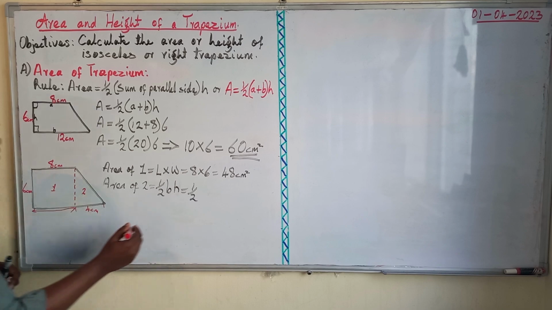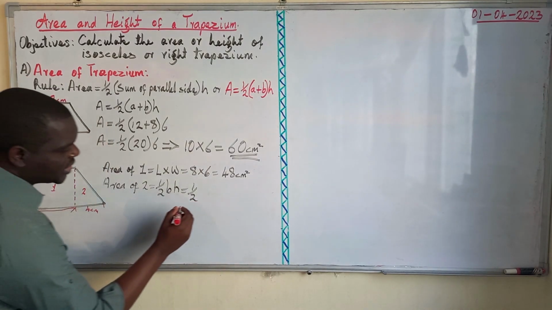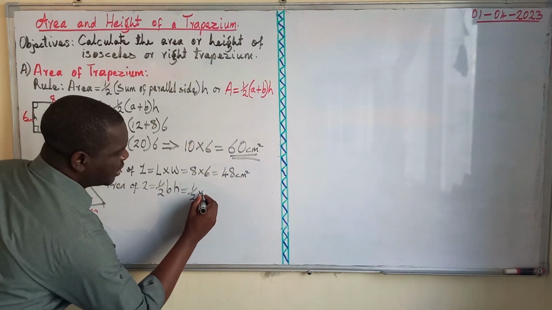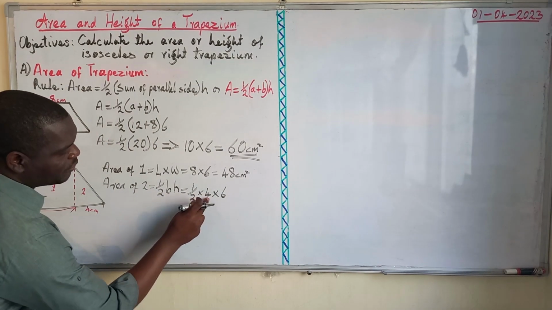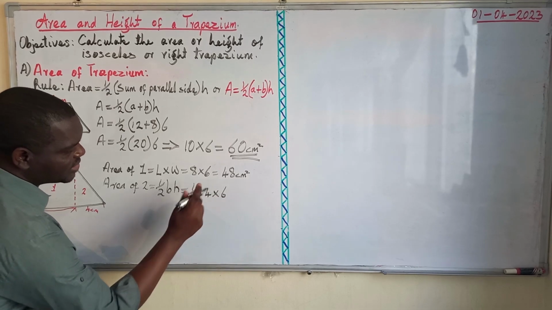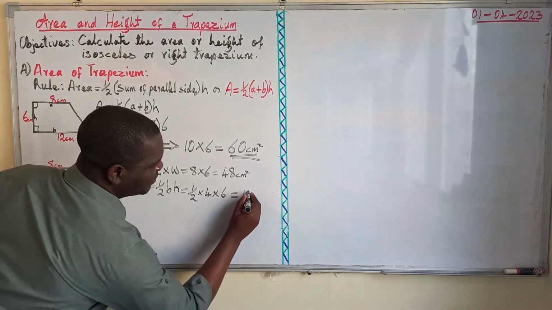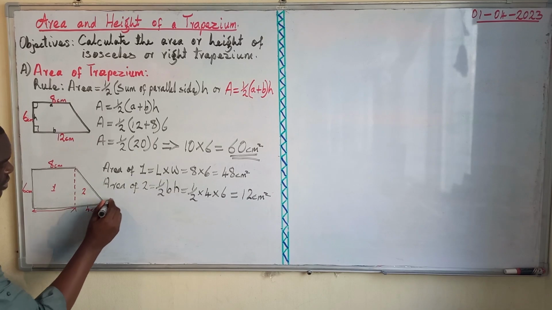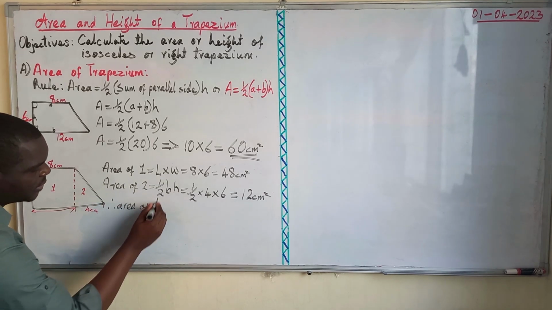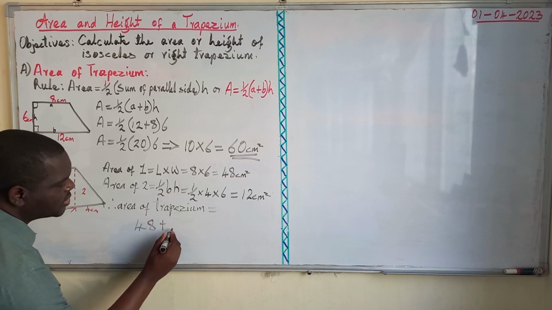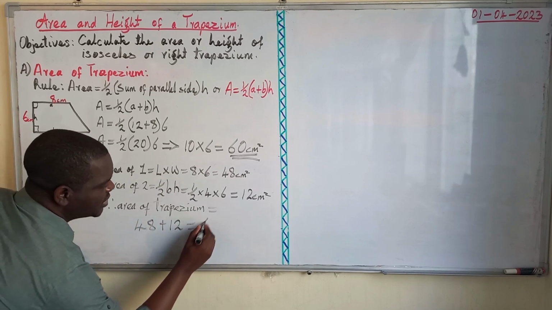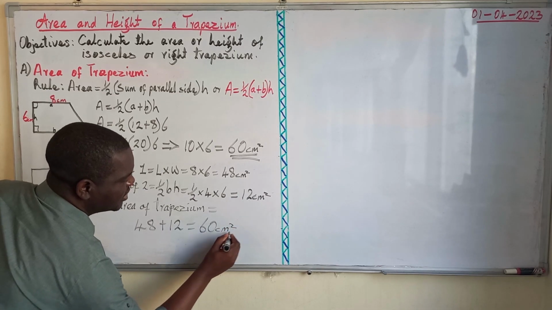So the base of the triangle is 4 centimeters. This will be half times 4 times 6 for the height. Half of 4 is 2, and 2 times 6 is equal to 12 centimeters square. Therefore, area of trapezium will be equal to 48 plus 12, which is equal to 60 centimeters square.